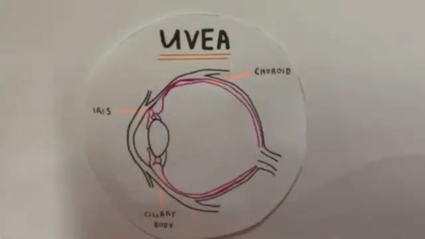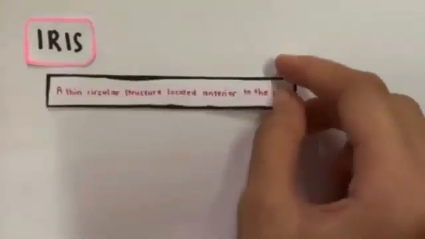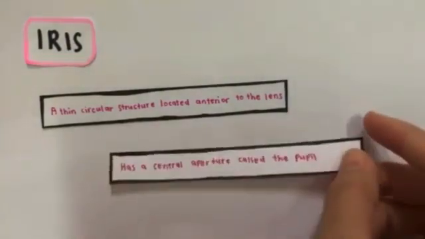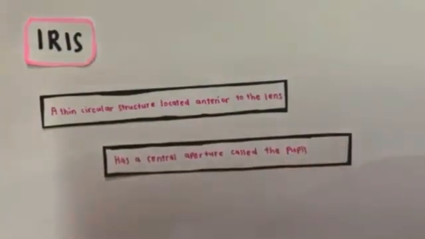Now that we are done with the choroid, let's take a look at the next structure, which is the iris. Iris is a thin circular structure located anterior to the lens. It also has a central aperture called the pupil.